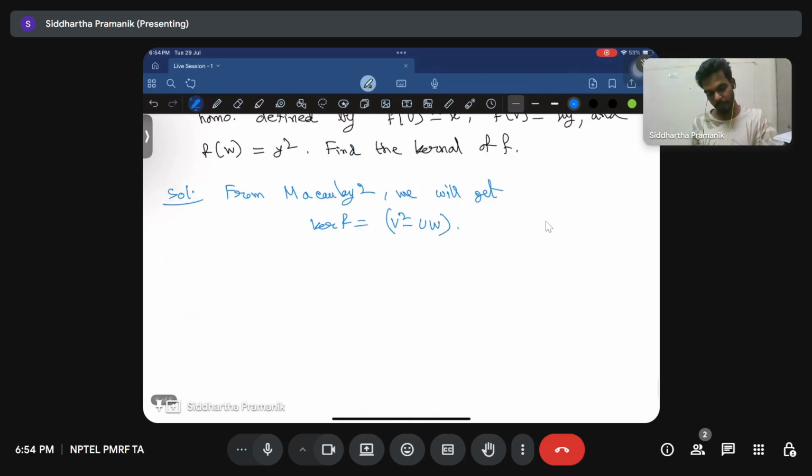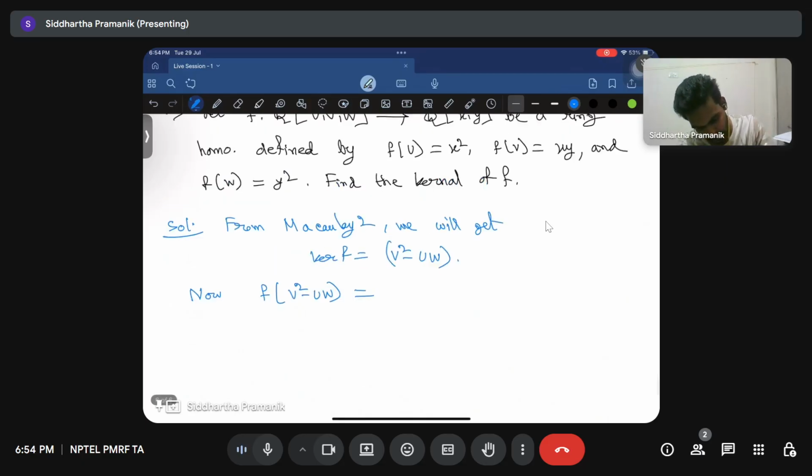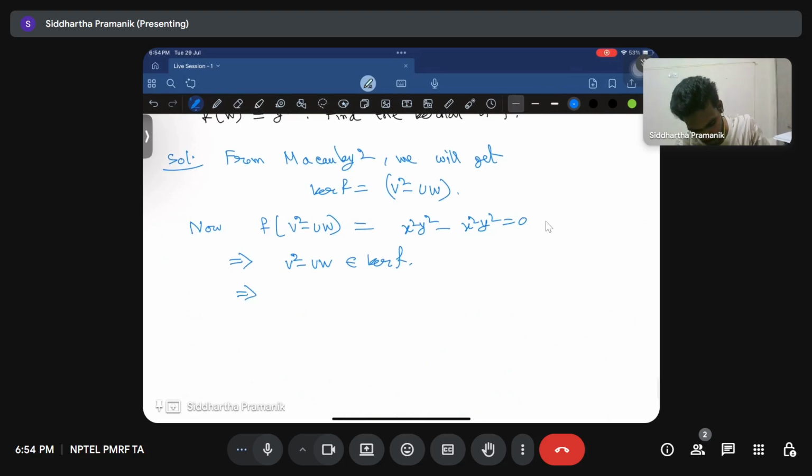Okay, now we will prove that this is the kernel. Now if we apply f to this element v square minus uw, then you will get v is xy, so it is just x square y square, u means x square, w means y square, so this is 0. So that means v square minus uw is in fact in the kernel of f. So that will imply the ideal generated by v square minus uw is a subset of the kernel. So one side is clear. So we need to prove the other containment.